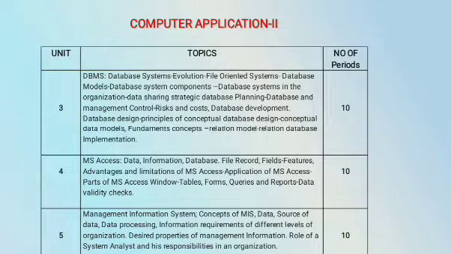Next, the desired properties of management information, and the role of the system analyst. Who is the system analyst? A system analyst is a person who works along with the user to analyze the existing system and design a new system. He is an employee who works with workers or users to analyze the existing system and create a new system. His roles and responsibilities in an organization. These are the brief introductions of the subject.